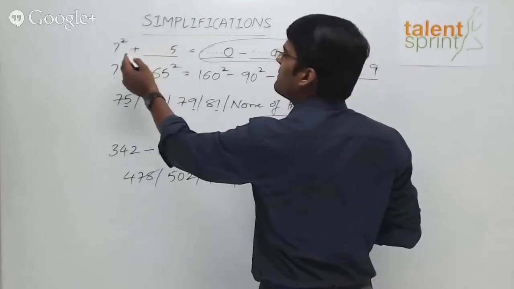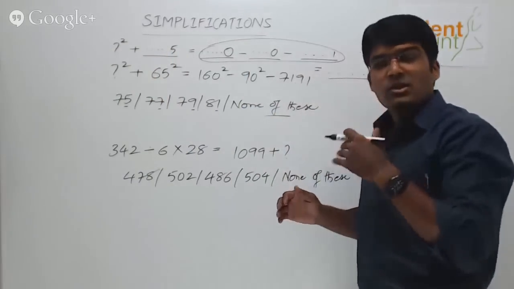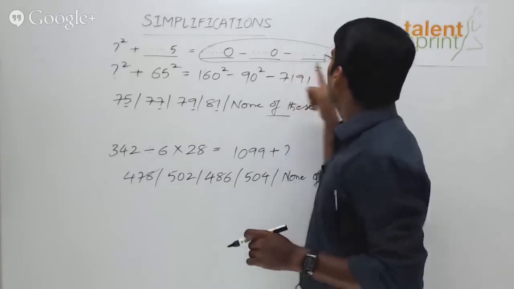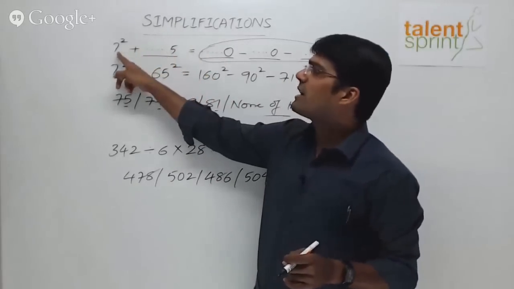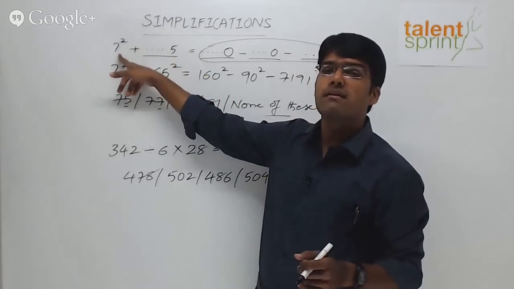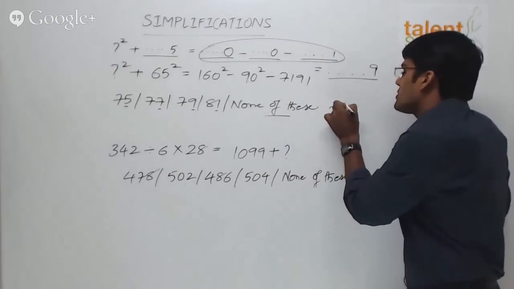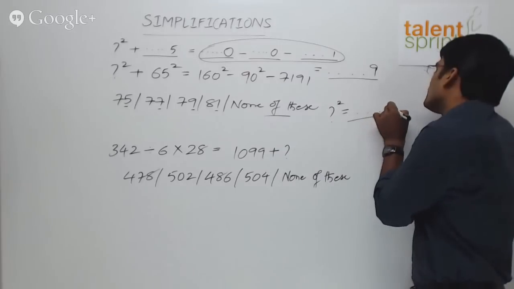Something which ends in 5 plus question mark square. Now try to balance the unit spaces. What happens? 5 plus what will give you 9? What should come here in the unit space so that you get 9 there? 5 plus 4. So clearly, now I know that the question mark square should be ending in 4.